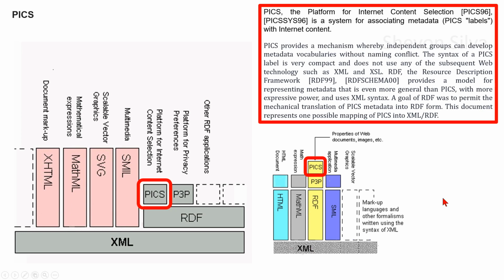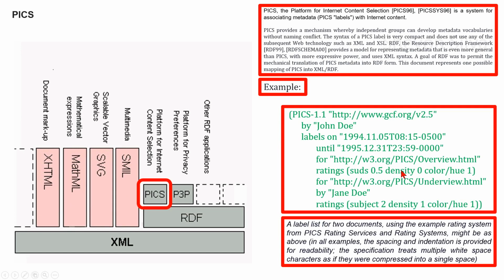As an example, we can consider this code segment and a label list for two documents using the example rating system from PICS. Rating services and rating system might be as above. In all examples, the spacing and indentation is provided for readability. The specification treats multiple white space characters as if they were compressed into a single space.